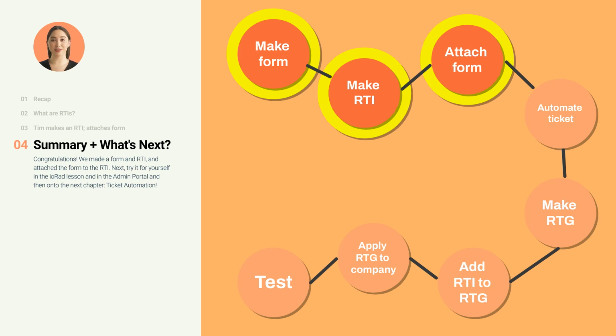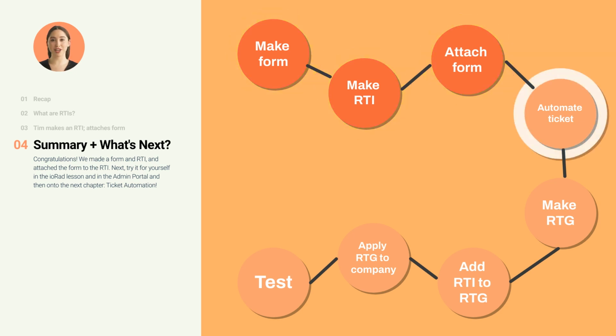RTIs are links in the Service Catalog to forms. You can group similar RTIs into categories so they are easier to find, or you can not assign a category to an RTI so that it shows prominently. After that, it's on to RTI's other important feature in the next chapter, ticket automation.